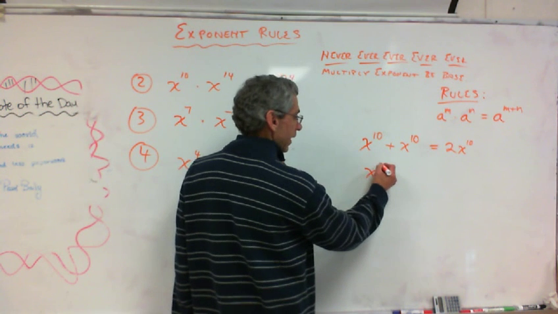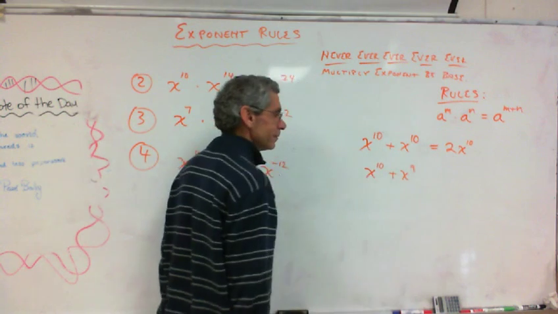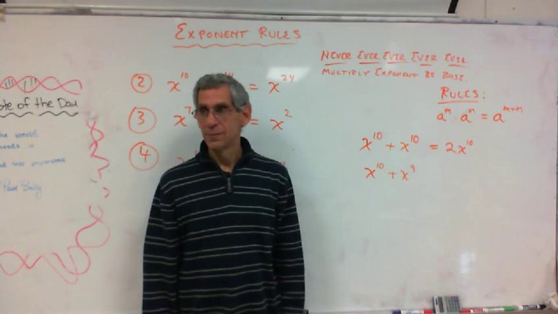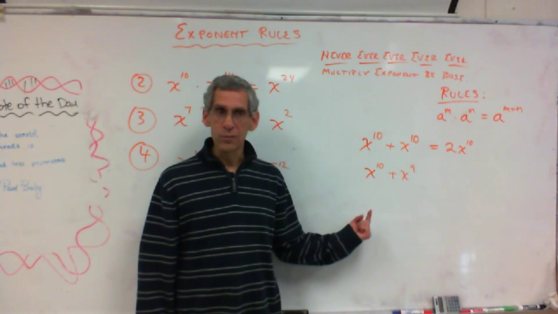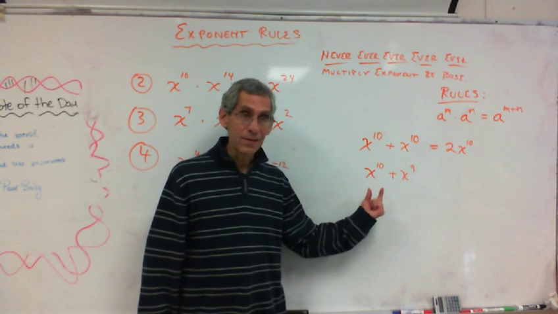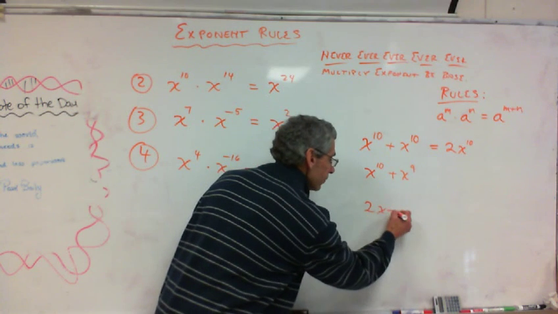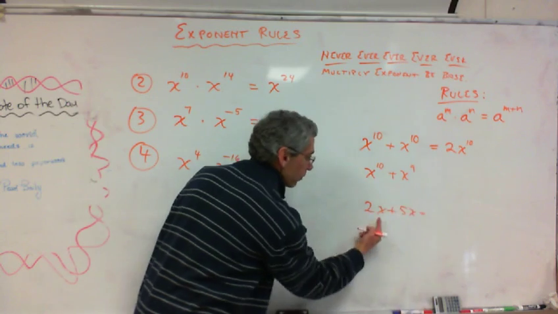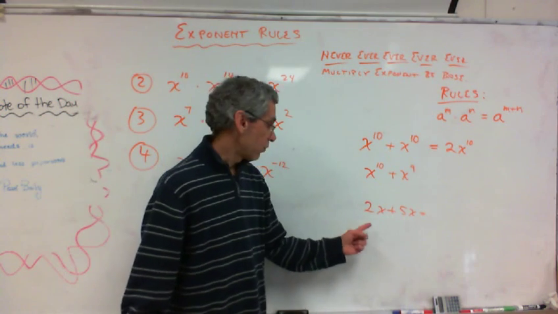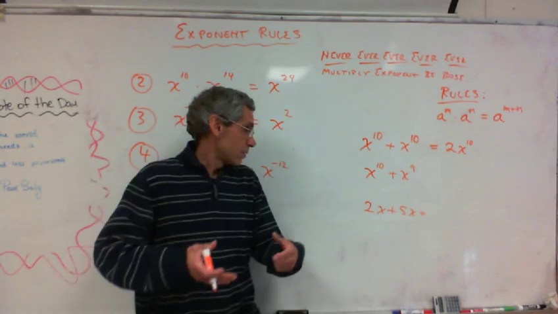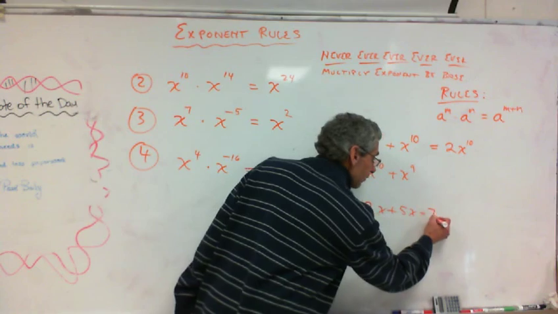But if I had x to the 10 plus x to the 9, those are not like terms. Remember like terms? Like terms says the x factor has to be exactly the same. If I had 2x plus 5x, they both have the exact same kind of x's, x to the 1 power. Therefore, I have 2 x's, like 2 apples. Somebody gives me 5 more apples. I have 7 x's, or 7 apples.